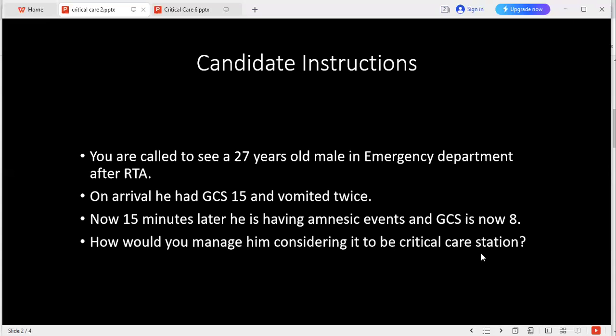Okay. One last question. Can you tell me the benefits of intubation? There is improved ventilation and oxygenation, and the airway is secured.